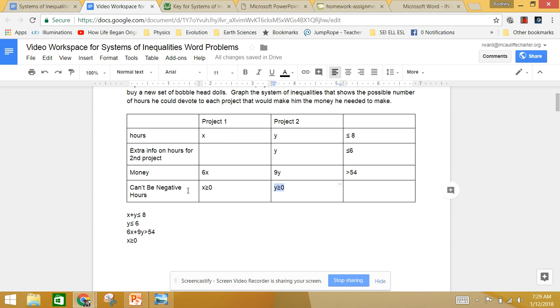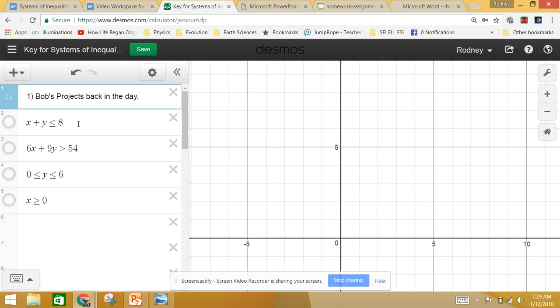And y is greater than or equal to 0. Okay, so I have 5 inequalities. So we need to go ahead and graph these in Desmos. So let's go into Desmos. You're going to graph them on paper, but I'm going to graph them on Desmos because it's easier to make the video that way.